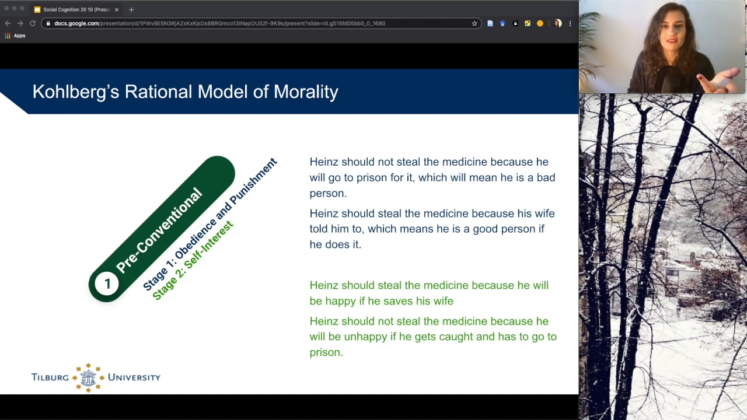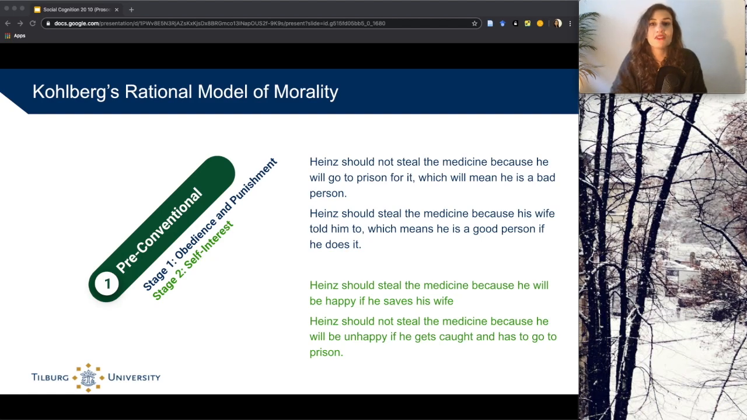And an example answer would be, Heinz should steal the medicine because he will be happy if he saves his wife. So this is about Heinz's outcomes. And for the other direction, an argument could be, Heinz should not steal the medicine because he will be unhappy if he gets caught and has to go to prison. So again, here the main interest is the self-interest. What will happen to Heinz himself? And if that is the driving force of the reasoning, then we would categorize a person or an argument to be in this self-interest stage.